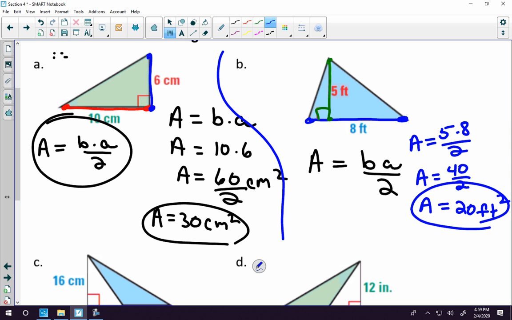Now, some students are accustomed to and like utilizing the formula for the area of a triangle written like this: 1/2 base times altitude, which is the same.